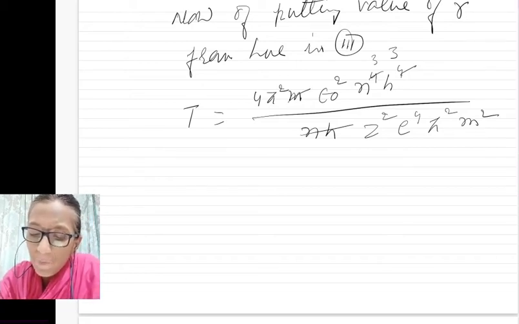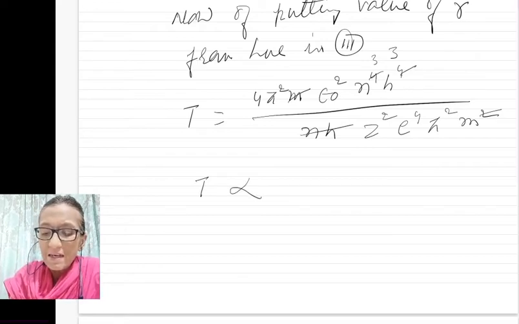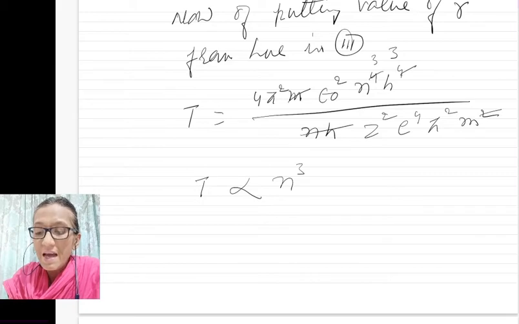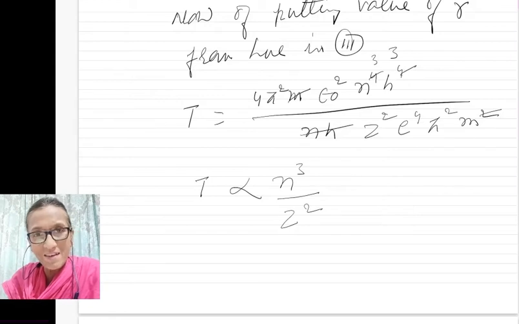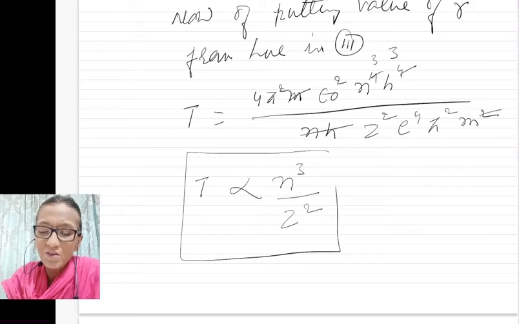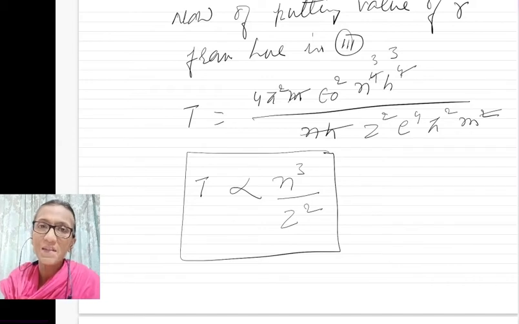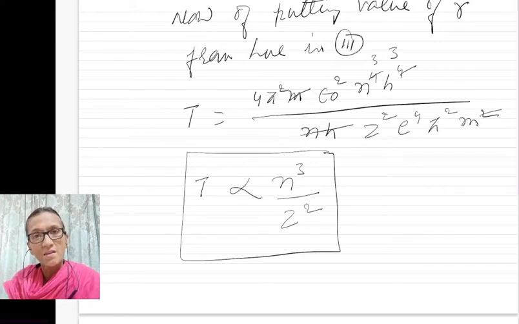You can cancel some constants too, like here, m is cancelled. So many other terms can be cancelled. So you can write that T is proportional to n cube divided by z square. This is a very important result. Do remember. Rest of the quantities are constant. So you should remember this result. Time period of an electron revolving in any shell in any stationary orbit is proportional to the cube of that shell's principal quantum number divided by the square of the atomic number.